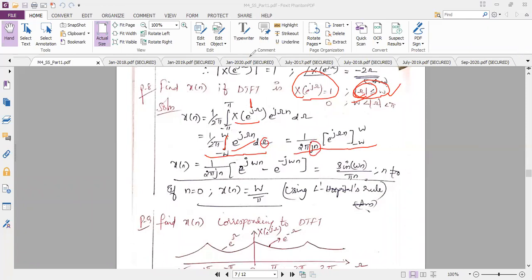So already you have 1 by 2 pi outside. After that you have to substitute the limits also. So I am just substituting the limits, and once I substitute them, my answer will be like this. And I have to apply the trigonometric formula. The formula says e power plus j theta minus e power minus j theta is 2 times j sine theta. So in place of theta, I have w. So the 2j in the numerator and 2j in the denominator will be cancelled. Just check whether you are getting sine wn by pi n as the answer.